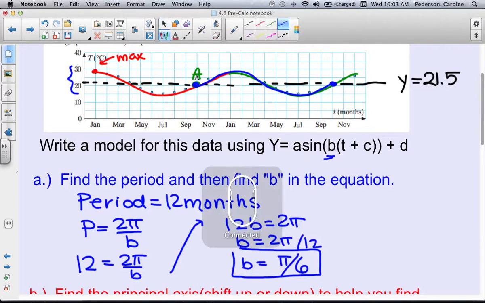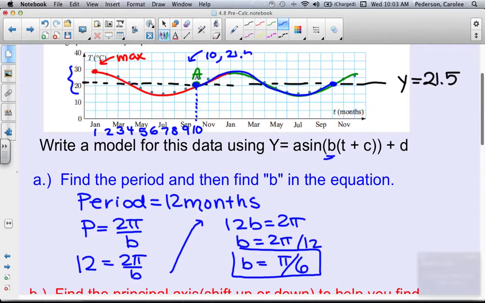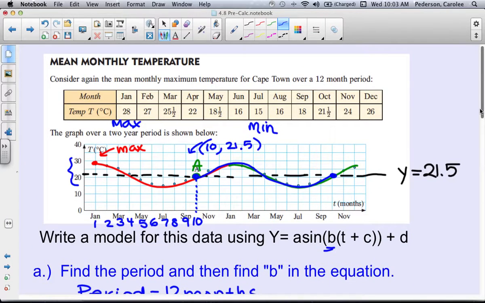So here's January, February, March, April, May, June, July, August, September, October. So it's shifting 10 months to the right. And that point is 10 months, 21.5 degrees. You can kind of see it also in our chart. Here is October. This is the shift where it starts.